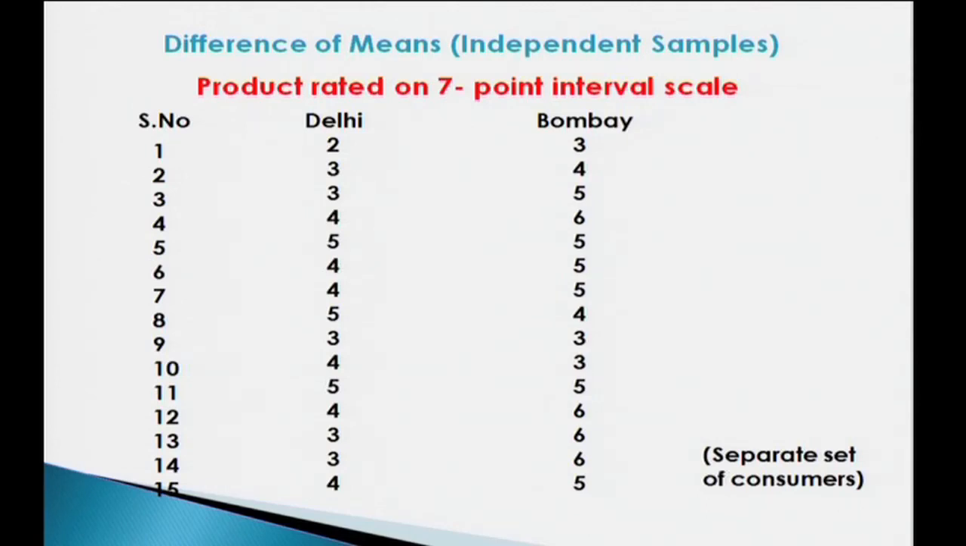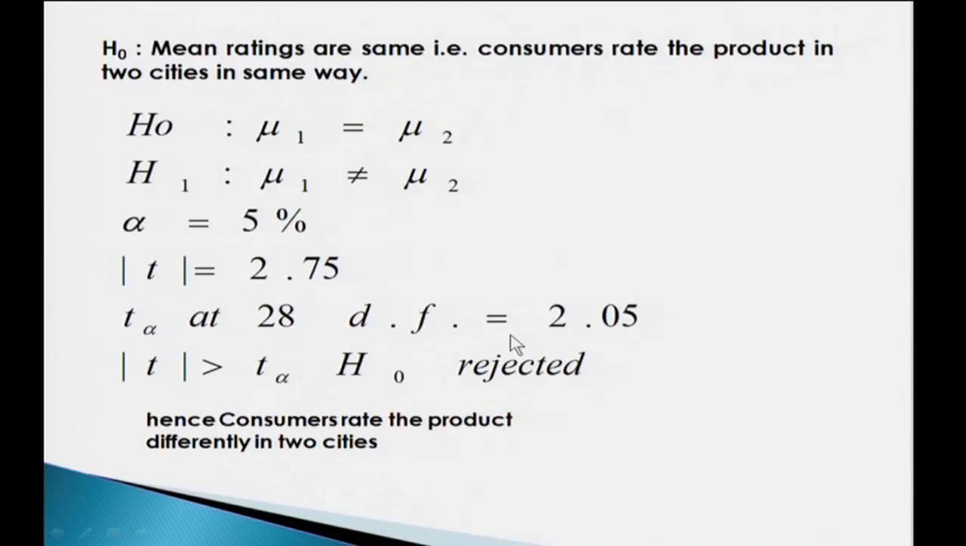Before that, we have one more example on difference of means. Like in this case, paired rating on 7-point interval scale under certain parameters of 2 cities, Delhi and Mumbai, whether those ratings are same for both the cities or there is any difference. So, you have separate set of consumers for city Delhi, separate set of consumers for city Mumbai, and whether the ratings are same or not, that we need to test.